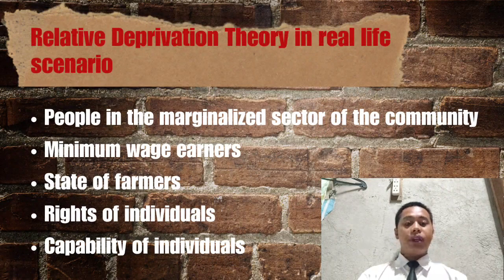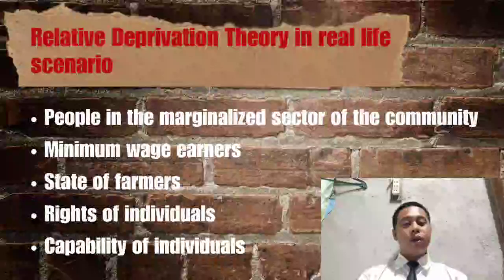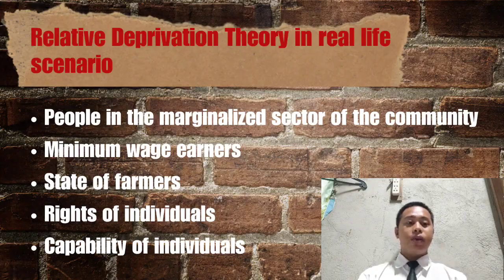Number 2, minimum wage earners, because they are underpaid by their companies despite their skills and experience in their fields. Number 3, the state of the farmers, or the circumstances of the farmers, because their crops are bought by the government at a cheap price. So they experience deprivation because even though their crops are good enough, the government buys them at a cheap price. Number 4, rights of individuals, especially. Number 5, capability of individuals.